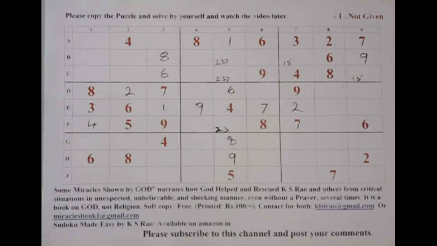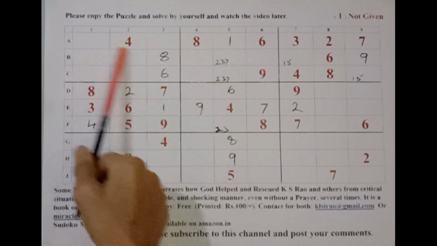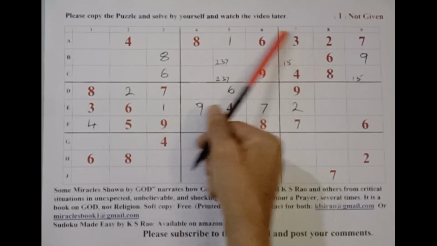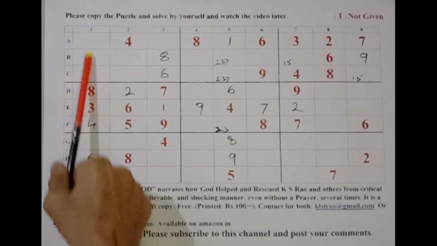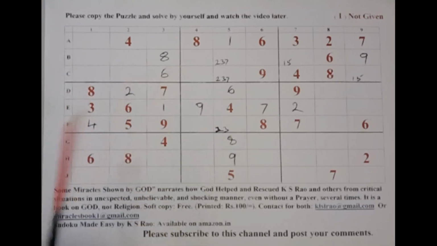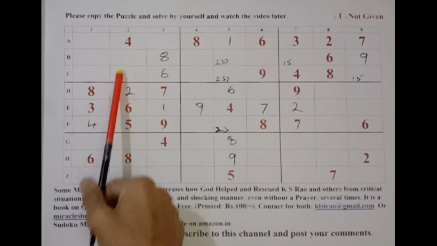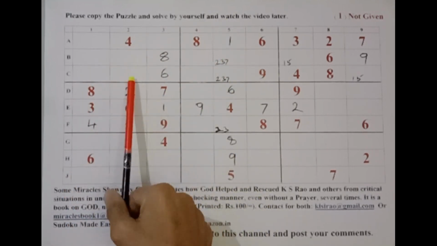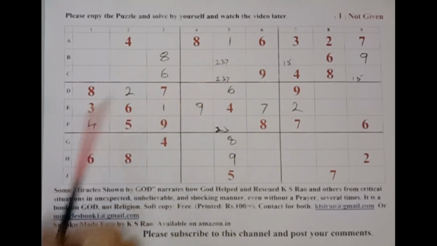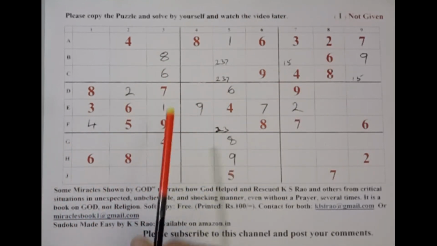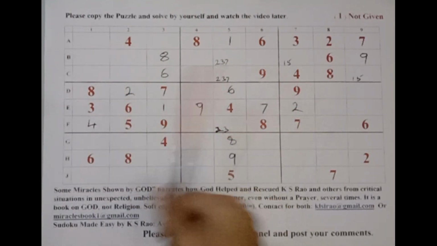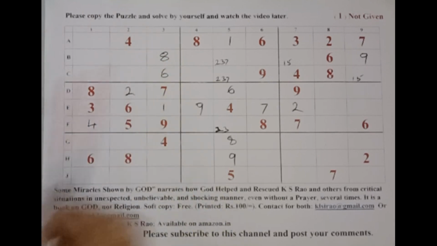Anything can be done probably. So let us see. 1, 4 places for 1. 2 is there, 2 is there. These 2 places for 2. And then 3. 2 places for 3 also. These 2 places. And then 4. 4 is there. 5. But why are we filling all this?